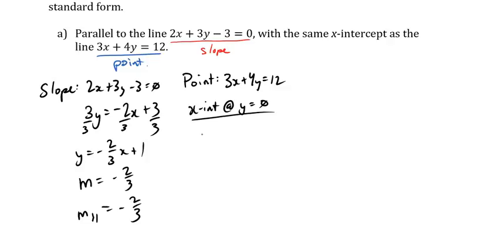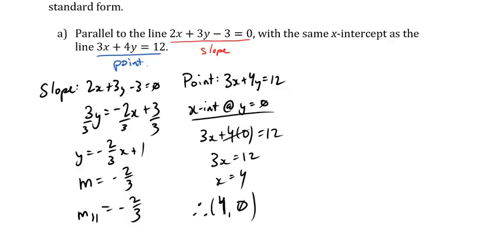Okay, so when y is 0, that's going to go away. So you can sub it in and show that. It would look like this. 3x plus 4 times 0 equals 12, so that's going to be gone. Or you can just go straight to 3x equals 12, divide both sides by 3, x is 4. Therefore, x is 4, y is 0. Now I've got my point.